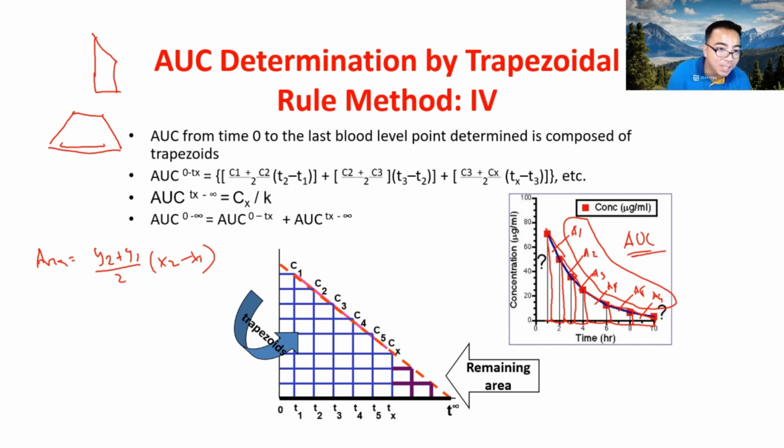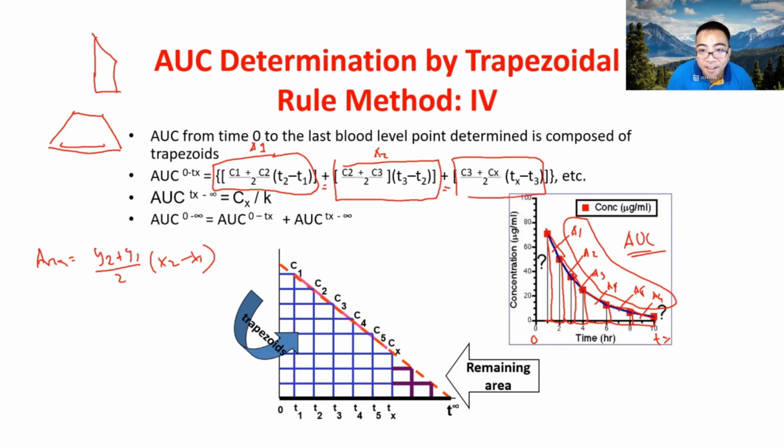You get your AUC. So basically, class, when you compute for AUC from 0 to TX, ibig sabihin from 0 time up to whatever time it is na meron ka lang data, this is one area. Here's area 1. Plus area 2 plus area 3. And so on and so forth. Okay? So, ibig sabihin class, pinagsasama-sama ko lang yung different areas na makukompute ko dito to get the area under the plasma time curve. Okay? Kasi ang Y2 here will just simply be your C2 plus C1 over 2 divided by T2 minus T1.